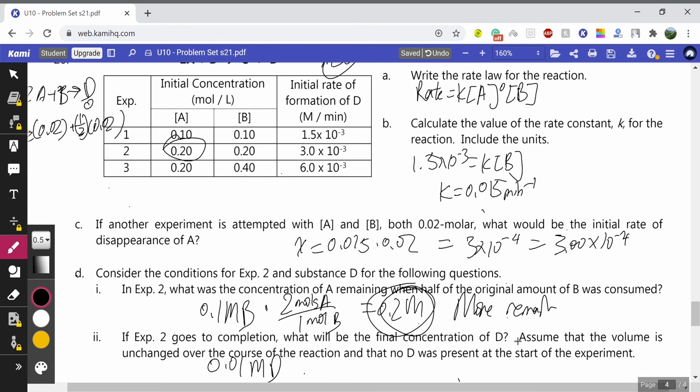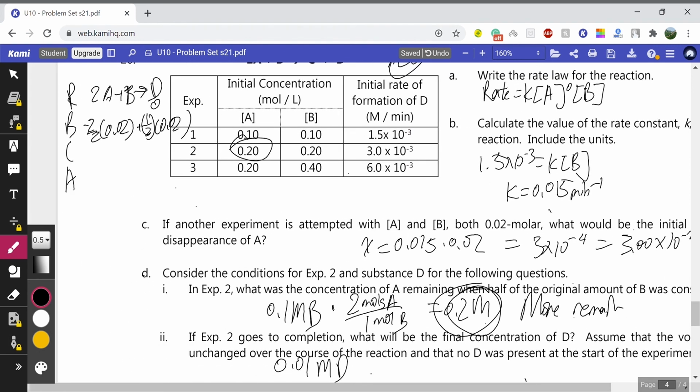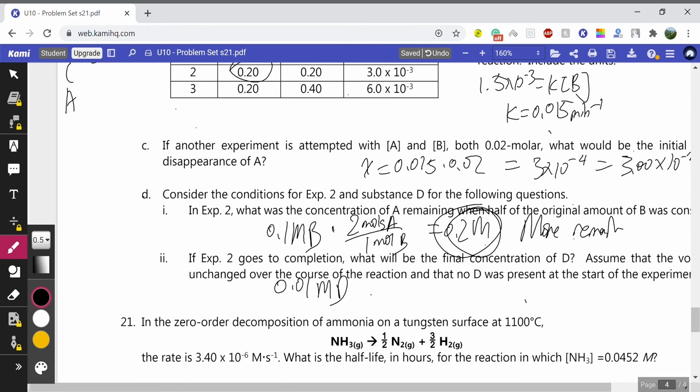What is the final concentration of D? It will be 0.01 moles, because we just found using our RICE chart that for every 2 moles of A, we get 1 mole of D.